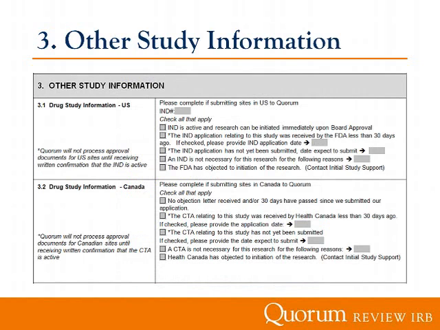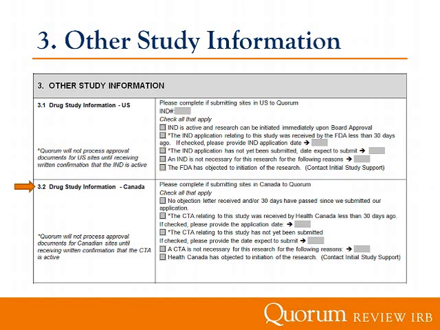Section 3 of the CSQ covers a number of areas in regard to the study itself. Now in box 3.1 we are asking for the status of the study's IND application, if that's applicable. One important thing to note here is that even if the second or third boxes are checked, the Quorum board may still approve your study, but the approval will be conditional or pending the active IND. If you choose the option that says the FDA has objected to the initiation of the research, you will want to contact Quorum Review's initial study support team for further guidance.